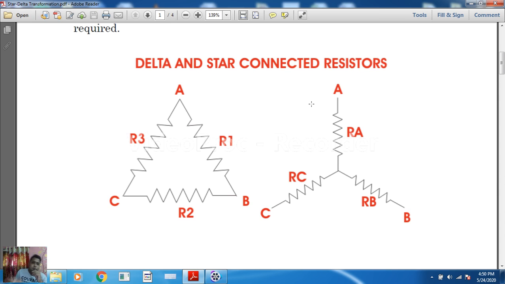In our daily life where three phases are used, these two kinds of three-phase connections are generally used, star and delta. In electrical engineering, the delta connection is preferably denoted by D, and the star connection is preferably denoted by Y.